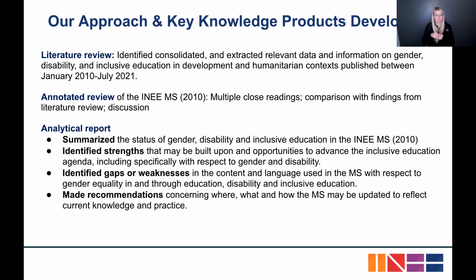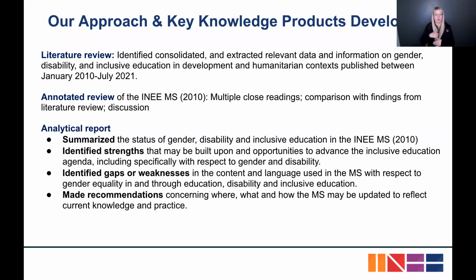The next deliverable was an annotated review of the INEE MS 2010, which we gave multiple close readings, and we compared the content of the INEE MS with the findings from the literature review that we had conducted. And then Carly and I engaged in discussions by looking at the areas of convergence and divergence between the content of the INEE MS 2010 and that found in the literature that we reviewed, which led us to the development of the analytical report, in which we summarized the status of gender, disability, and inclusive education in the INEE MS 2010.